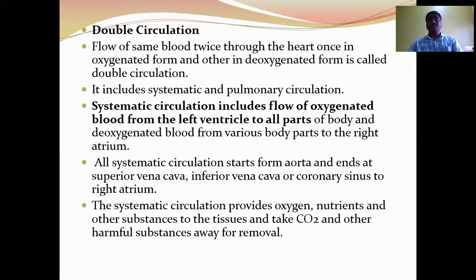Systemic circulation starts from the aorta and ends at the superior vena cava, inferior vena cava, or coronary sinus to the right atrium. The systemic circulation provides oxygen, nutrients, and other substances to the tissues and takes CO2 and other harmful substances away for removal.